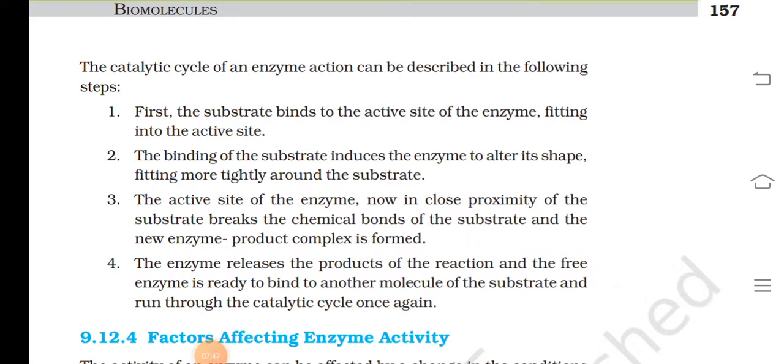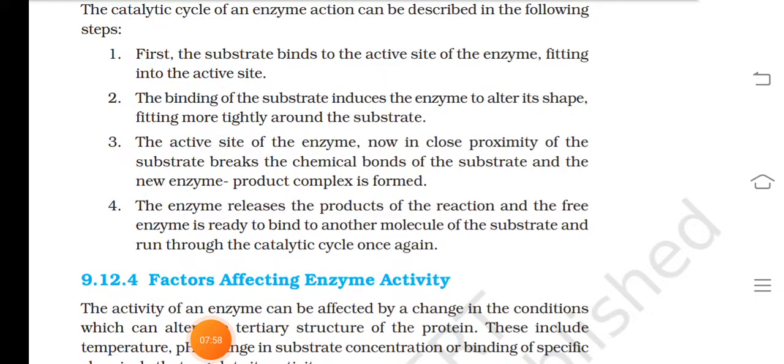The catalytic cycle of an enzyme action can be described in the following steps. First, the substrate binds to the active site of the enzyme, fitting into the active site. Second, the binding of the substrate induces the enzyme to alter its shape, fitting more tightly around the substrate. Third, the active site of the enzyme, now in close proximity to the substrate, breaks the chemical bond of the substrate, and the new enzyme product complex is formed. Fourth, the enzyme releases the product of the reaction, and the free enzyme is ready to bind to another molecule of the substrate and run through the catalytic cycle once again.